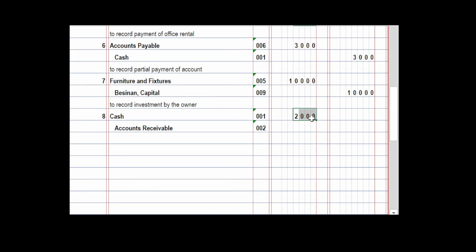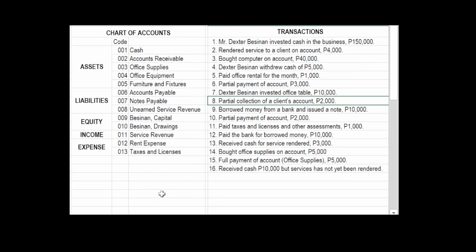Okay. So, yan yung na-collect natin. To record collection. Okay, pwede din to record partial collection from the client or customer. Pwede na yung ganyan, as long as naintindihan yung transaction. Okay, next, number 9.